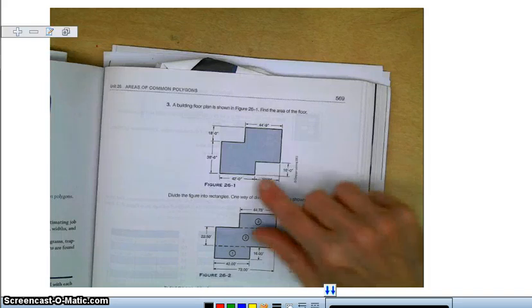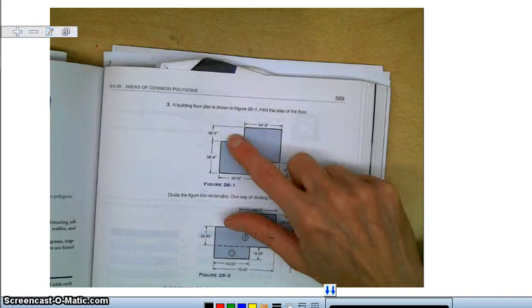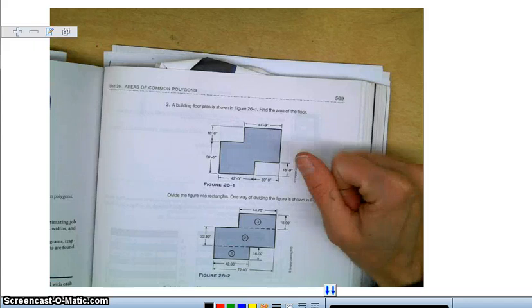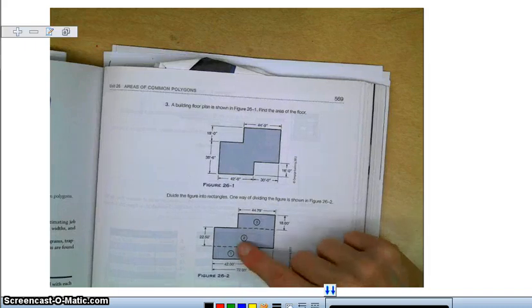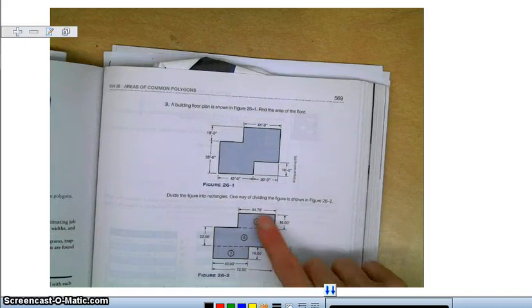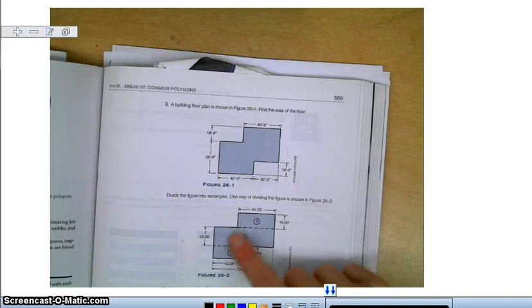We could actually find the area of the big thing and then subtract out these little areas here if we could find those. I don't know if that's possible. It looks like it might be. But they want us to divide it up like this. So what we're going to do is find the area of this using these three shapes.